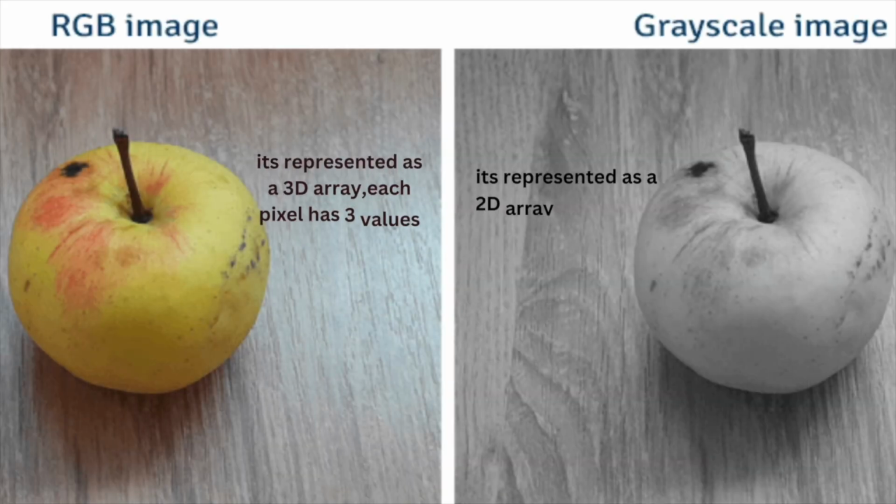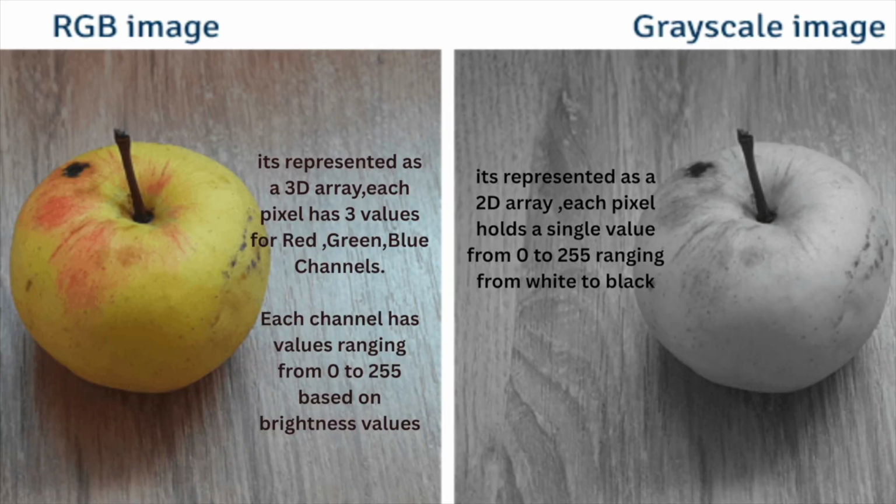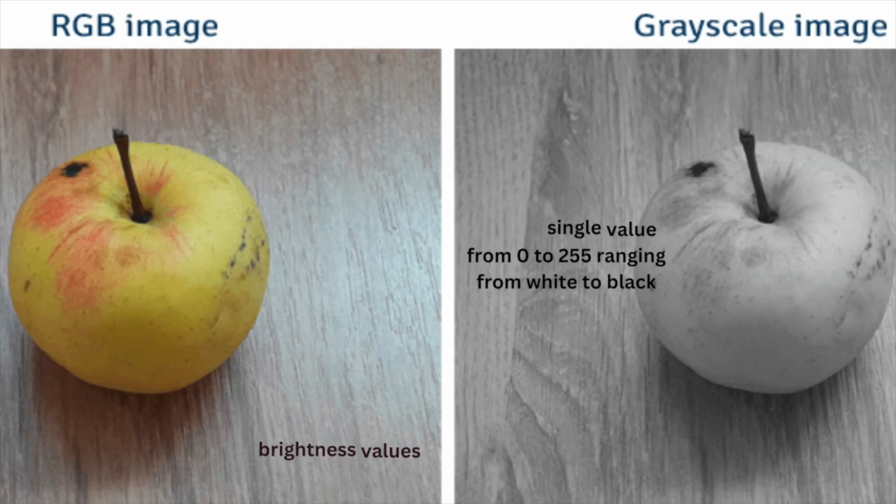There are various kinds of ways in which we can represent the image. First way is RGB format. So what is RGB format? It is represented as a 3D array where each pixel has 3 values, intuitively for red, green, blue. So each channel has a value ranging from 0 to 255 based on the brightness. And the other way is grayscale image. Grayscale uses a 2D array to represent the image, and each pixel has one value ranging from 0 to 255, depending upon the brightness, going from white to black.